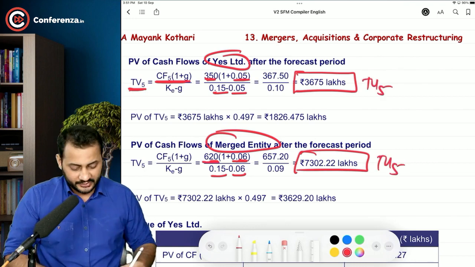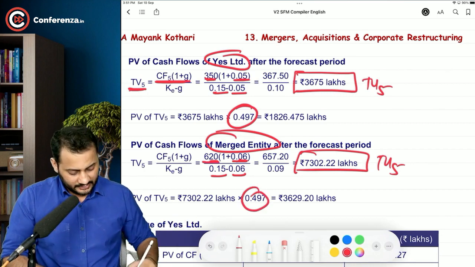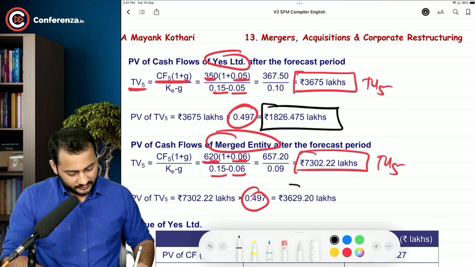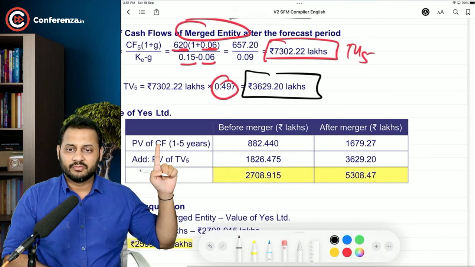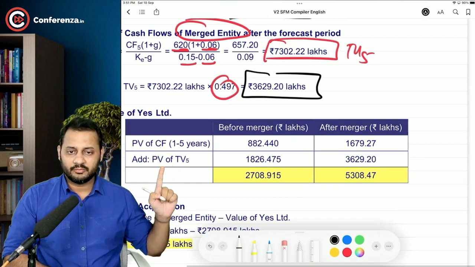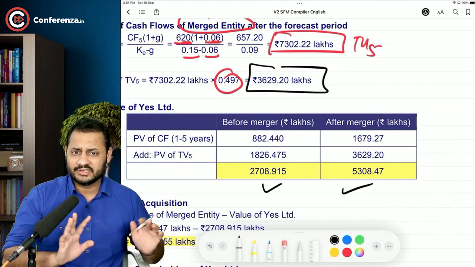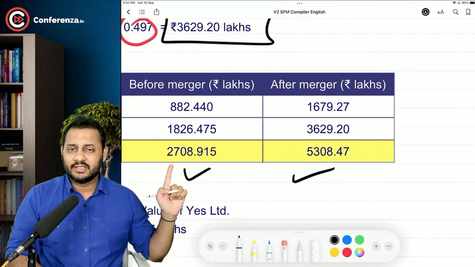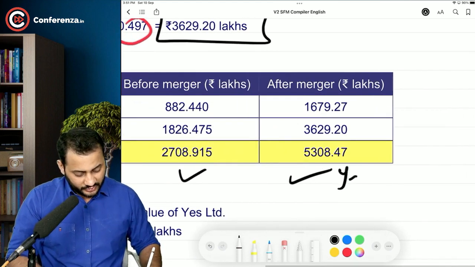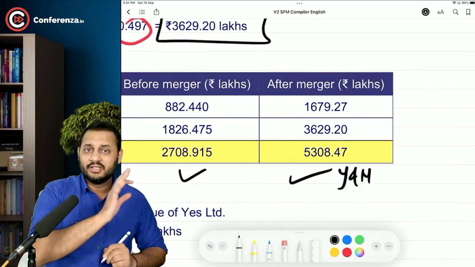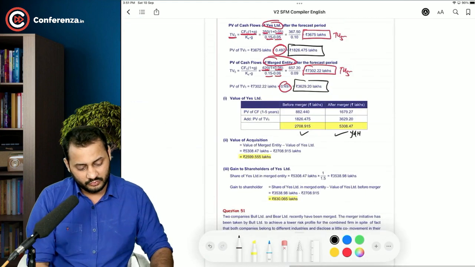We want to calculate the present value. We will multiply it with the present value factor of 0.497. And this is going to be your present value of that. So value of Yes Limited for the first 5 years, add the present value of terminal value, you will get the value of both before merger, after merger. Very simple. Before merger, Yes Limited's value was 2708 and after merger it's 5308. So Yes and No Limited both are included in the after merger company, 5308.47. Now, what is the question?